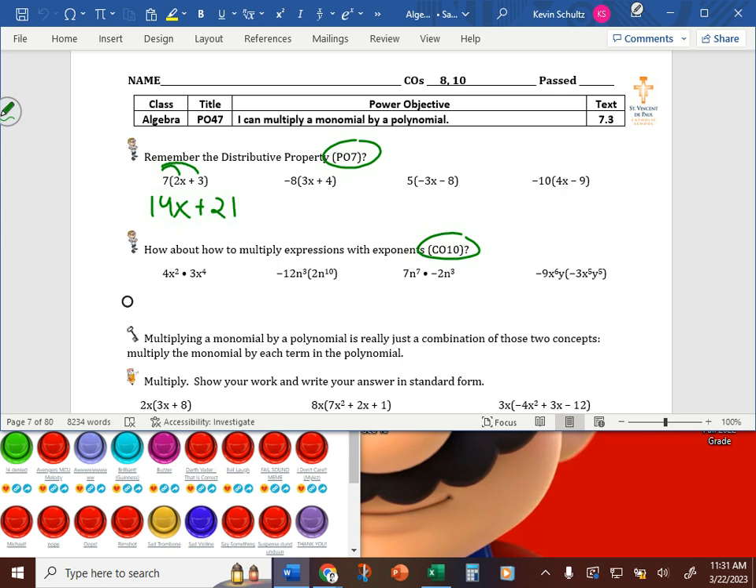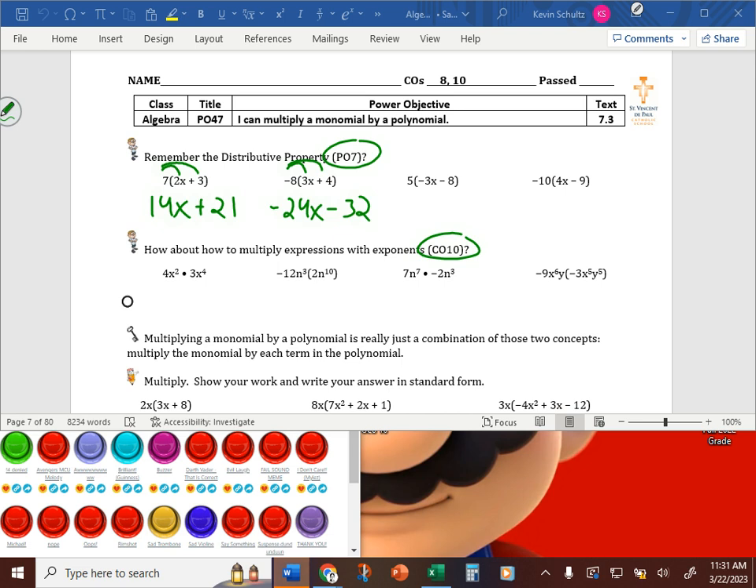Next one. Negative 8 times 3x plus 4. What do we get? Negative 24x plus negative 32. Just to be more efficient, we would just write minus 32, but you are correct. That negative sign gets distributed throughout, and we are multiplying.